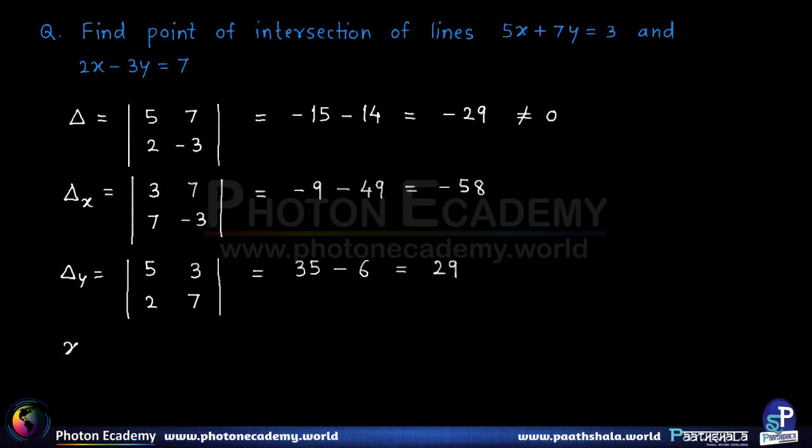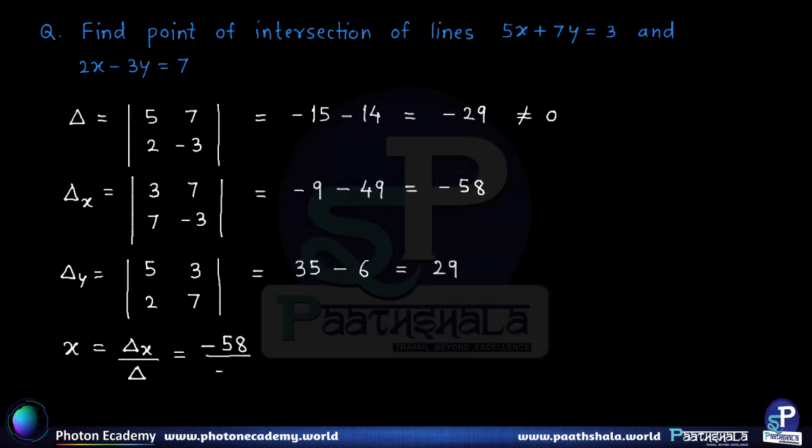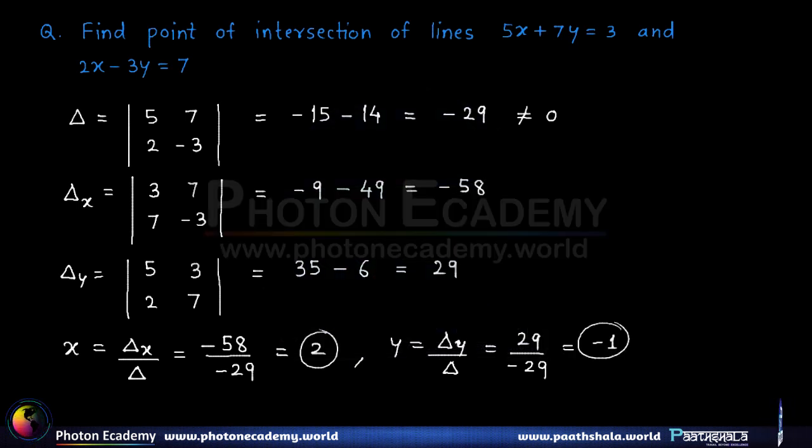Now at the end we have x is delta x upon delta, which turns out to be minus 58 upon minus 29, giving us 2, and y is delta y upon delta, that is 29 upon minus 29, which turns out to be minus 1. So therefore the point of intersection is 2, minus 1, which is the answer.